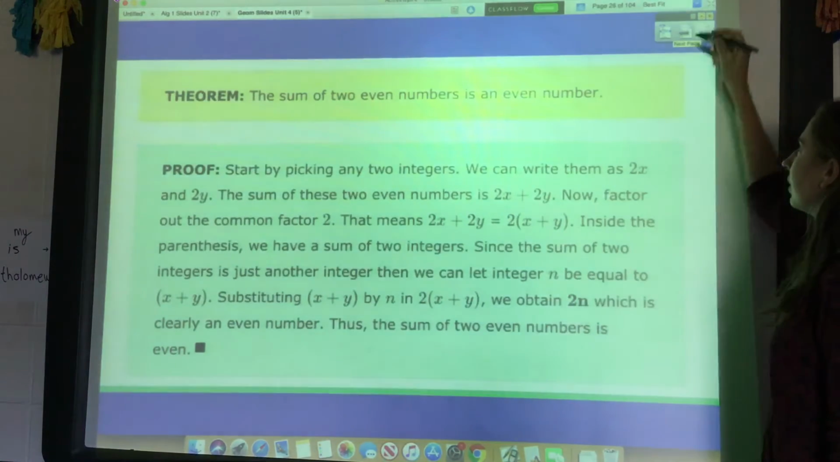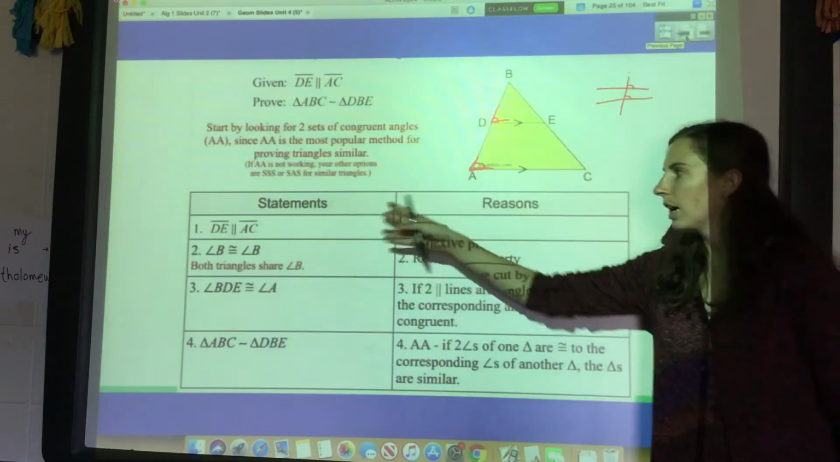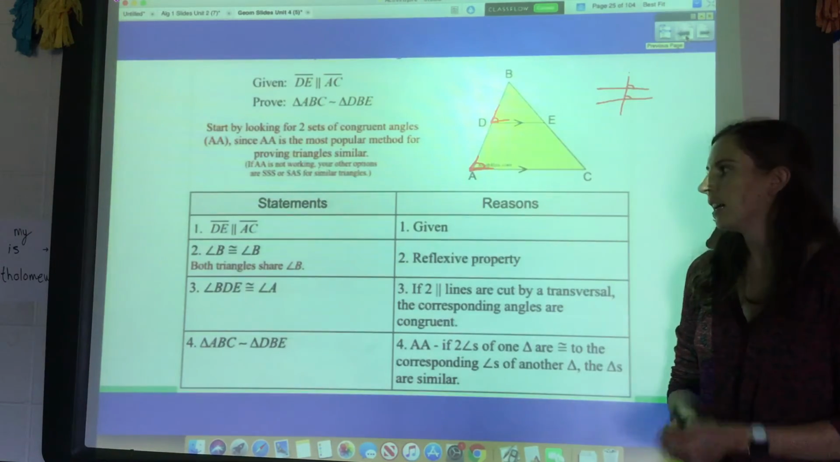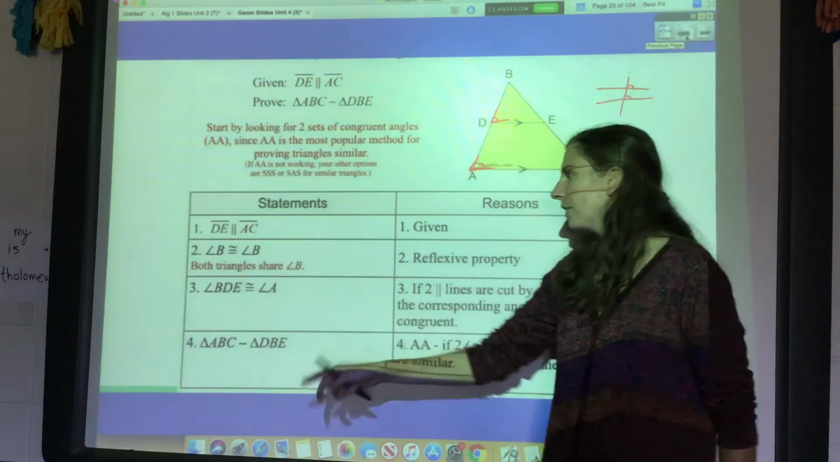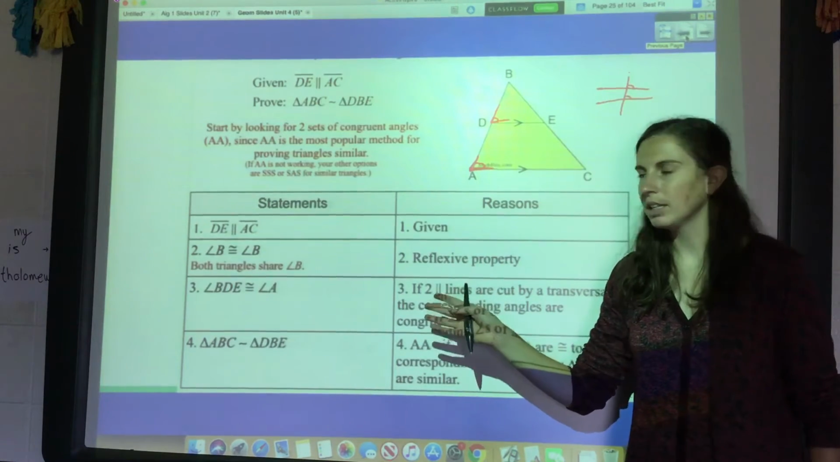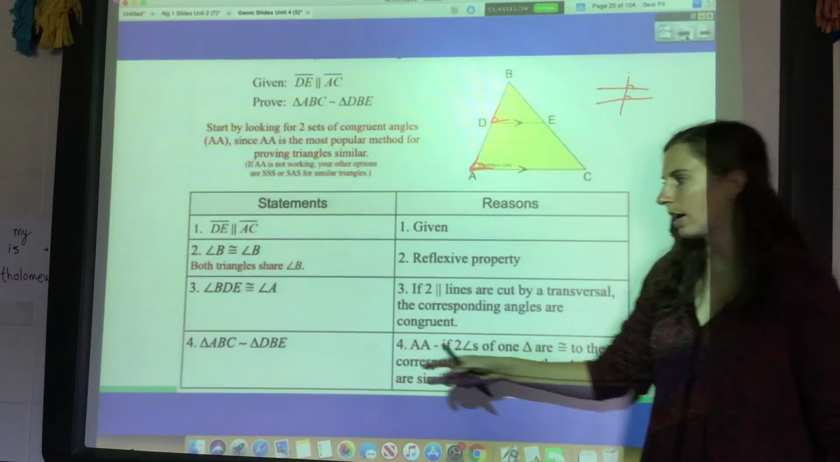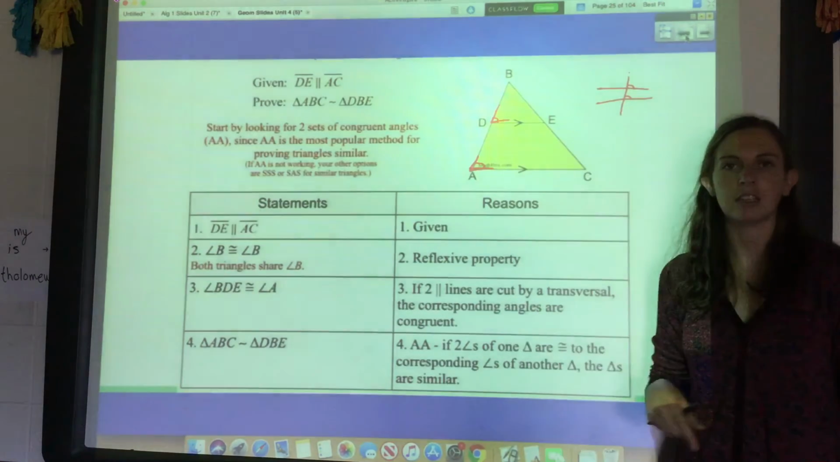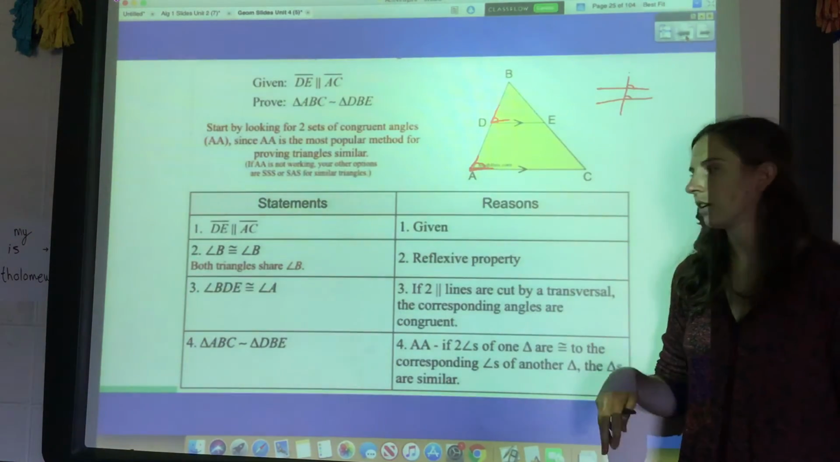Proofs don't always have to look like this. Writing your proof in two columns can be a good way to organize your thinking. Here's a statement, but you have to have justifications for those statements. So how do I know that these are congruent? I know that because of this reason right here, because they were corresponding angles.